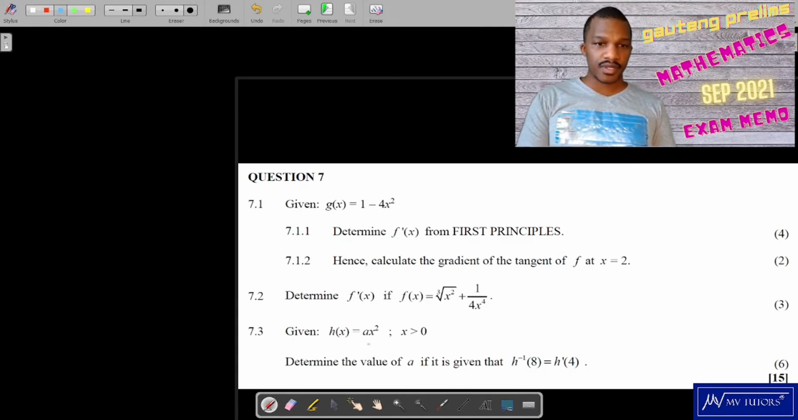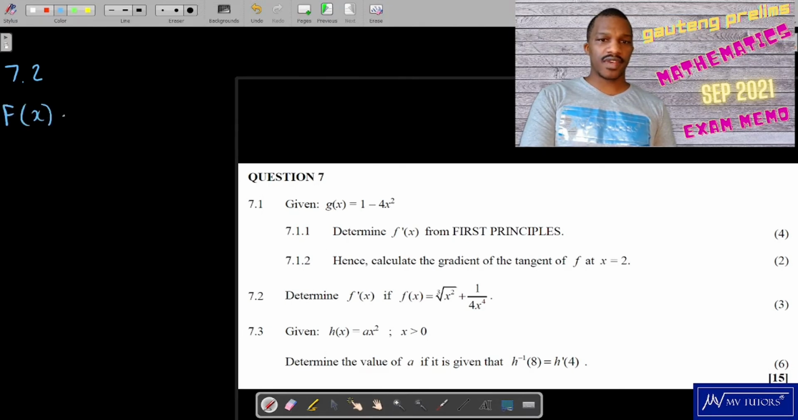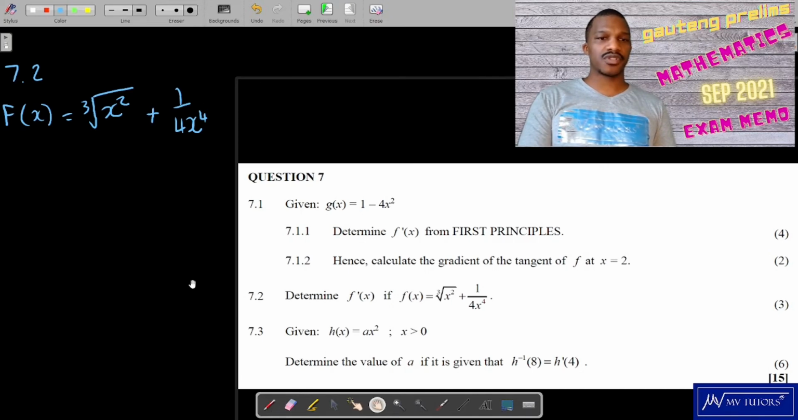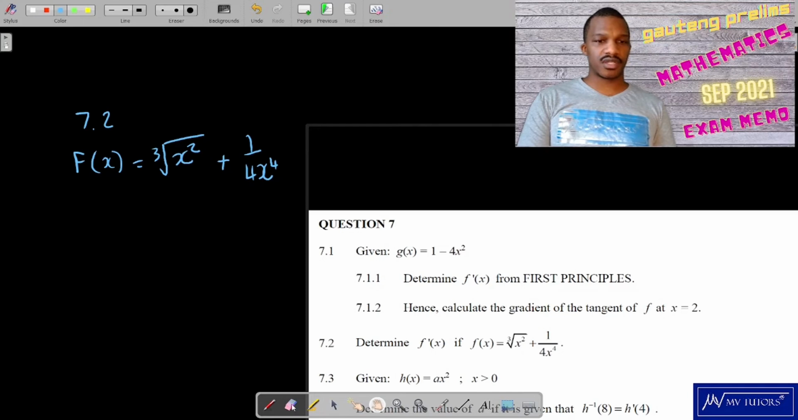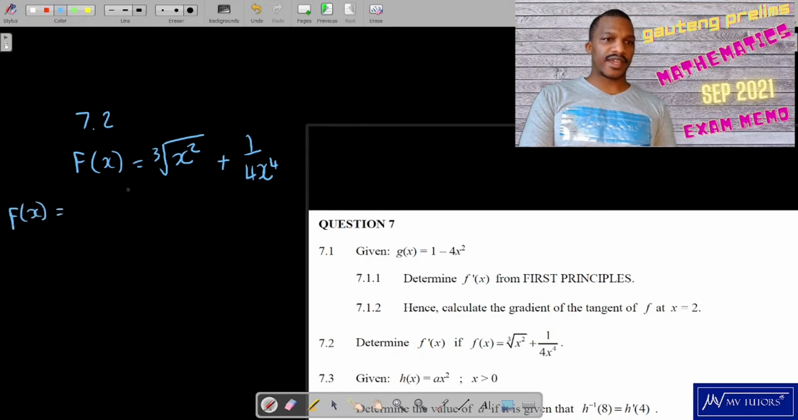Let's use a different pen. It says 7.2, it says determine f1 of x if f of x is equal to the cube root of x squared, plus 1 divided by 4x to the power 4. So now we have to rearrange this first so that we can differentiate correctly. It needs to be in one line.